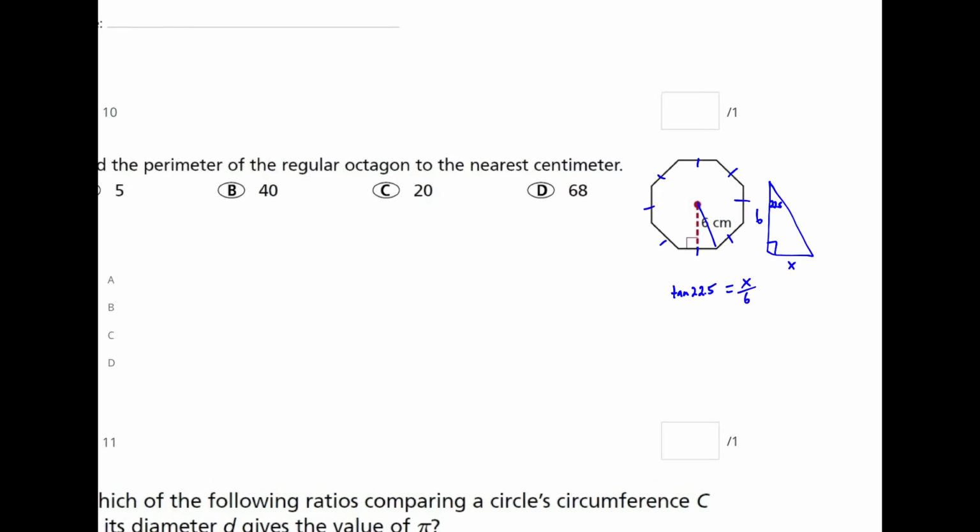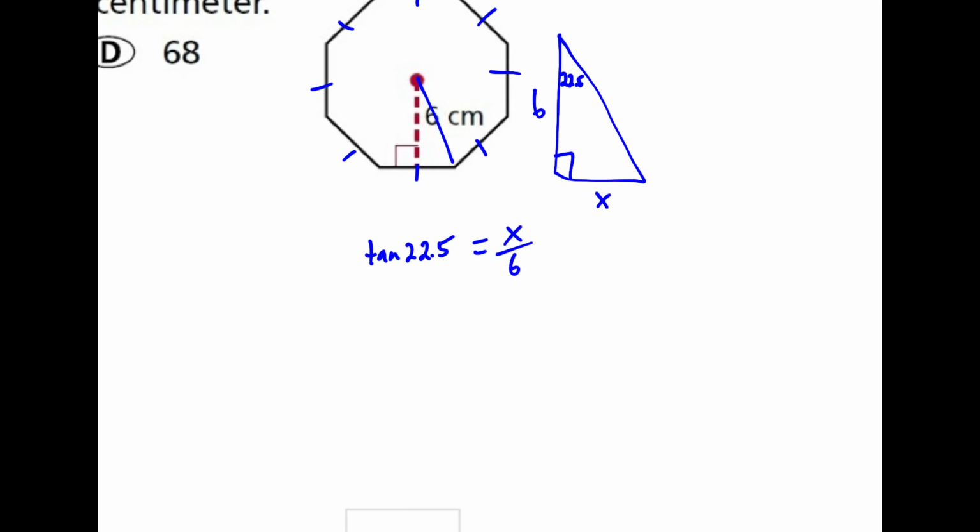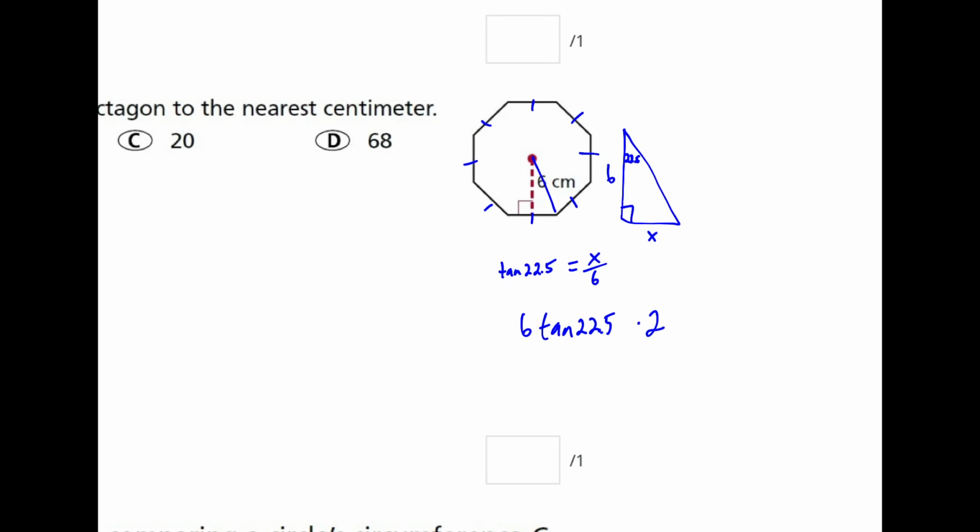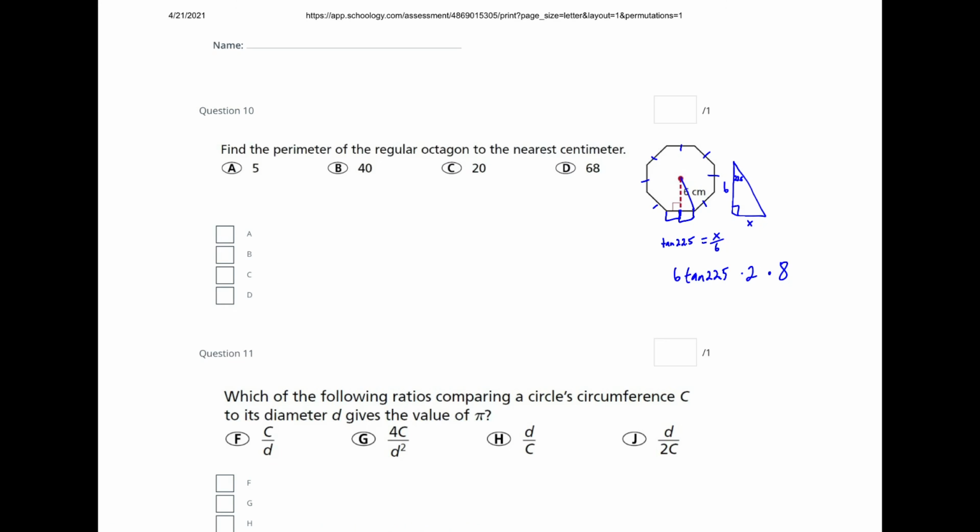They want to find the perimeter. So if I find x, that's going to be 6 times the tangent of 22.5. Whatever this is, I'm going to double it because x here and x here together makes up the base. And then I'm going to multiply it by 8 because there are 8 bases. Doing all of that gives me 39.76. B is the closest one.